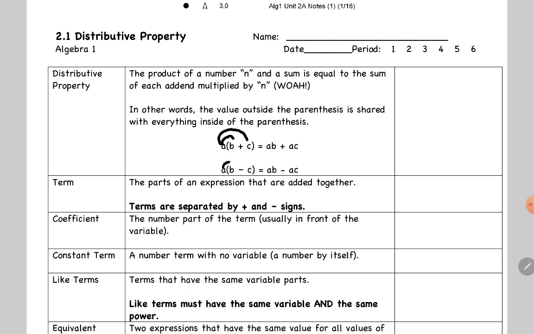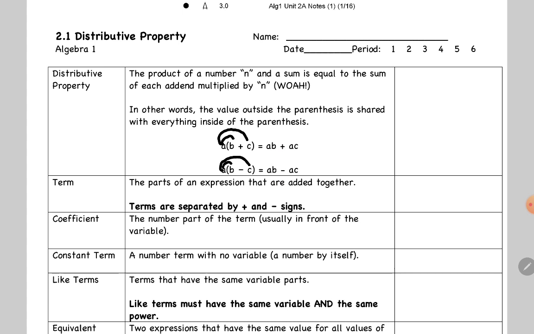If we have A times the quantity B minus C, we're still going to multiply A and B together and A and C together, but this time there's a subtraction. And if all these symbols are confusing you, don't worry, there are some examples below.